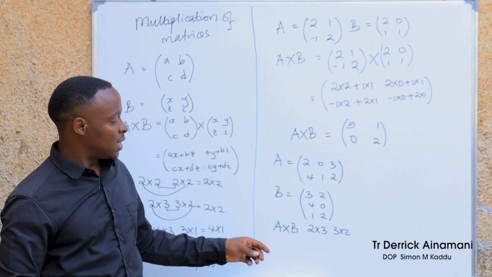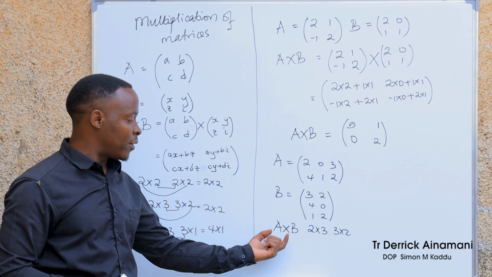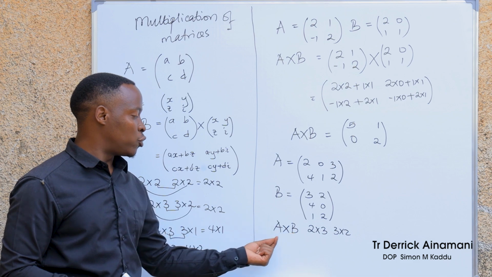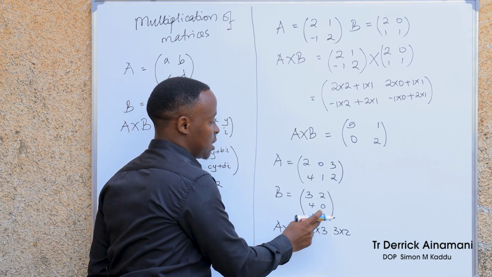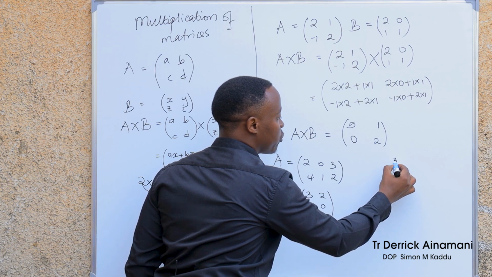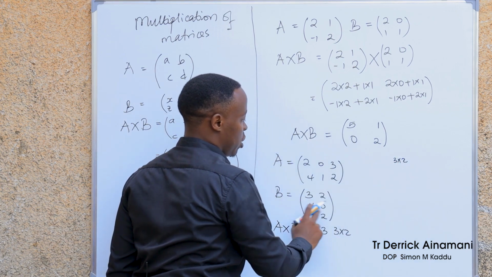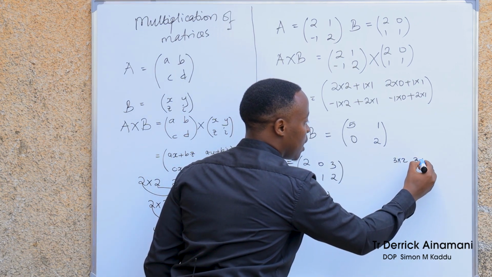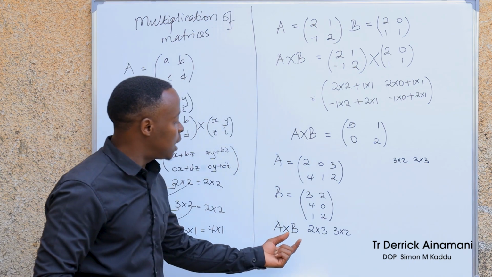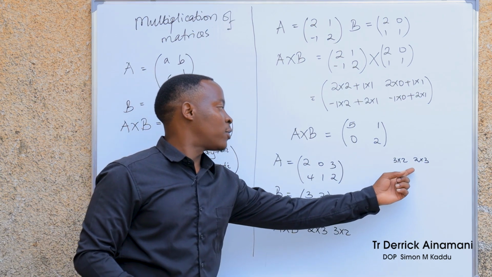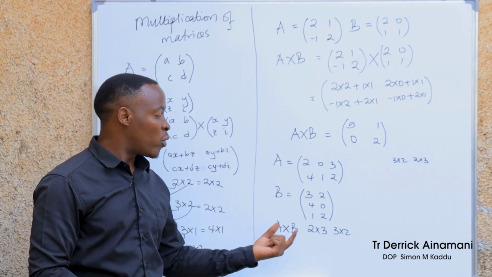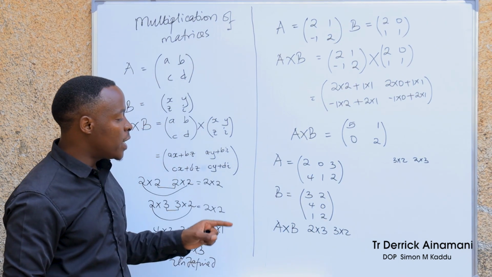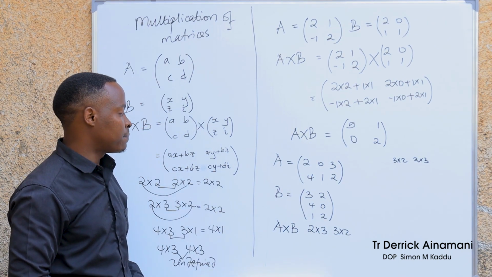Now you realize that in case the order was changed from A cross B to B cross A, I would have B being 3 by 2 and A being 2 by 3. You realize that I would be getting my answer here as a 3 by 3, and here my answer would be a 2 by 2, which explains why order is very important in matrices.